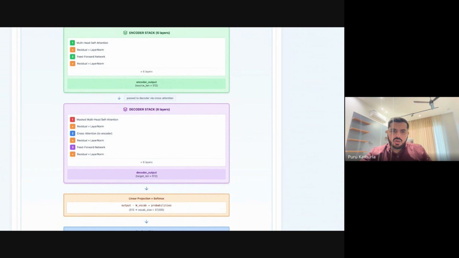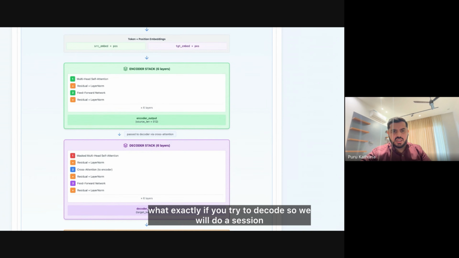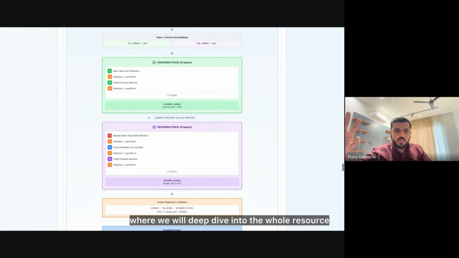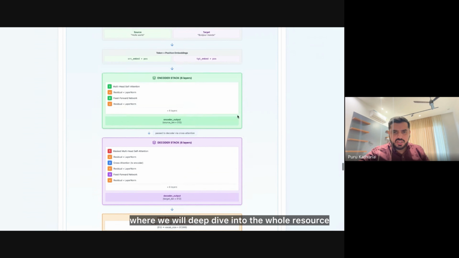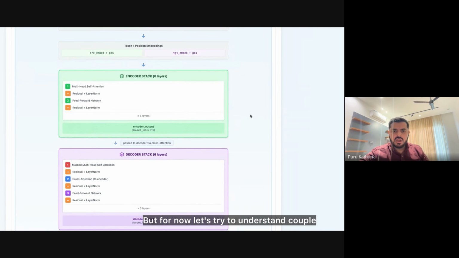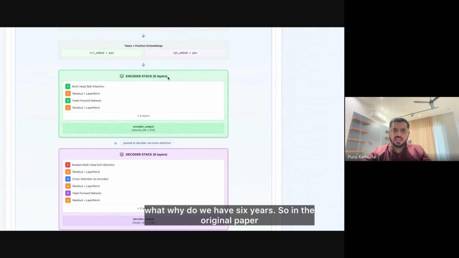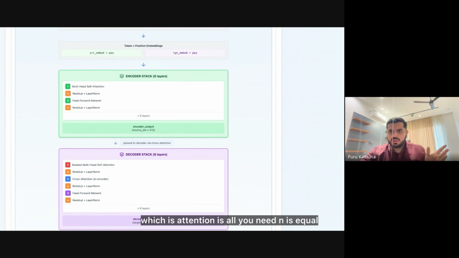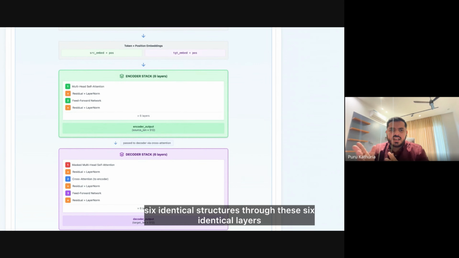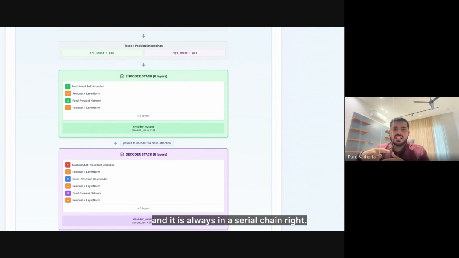So we will do a session where we deep dive into the whole research paper end to end. But for now, let's try to understand a couple of things to get to cross attention. First, for people who might be confused, why do we have six layers? In the original paper, Attention is All You Need, n equal to 6 is nothing but a hyperparameter. When we say that the encoder has six layers, we simply mean the input is processed through these six identical layers, and it is always in a serial chain, right?